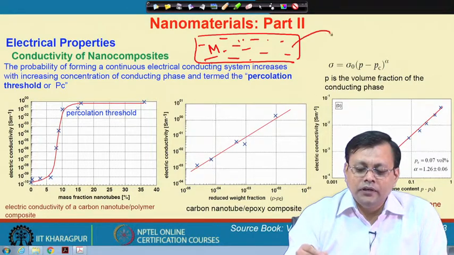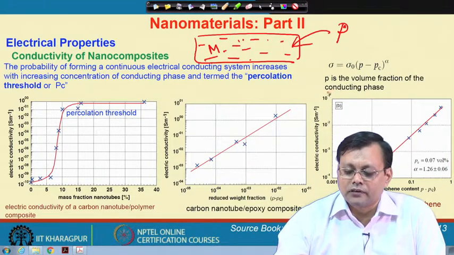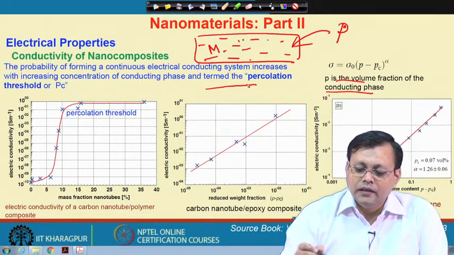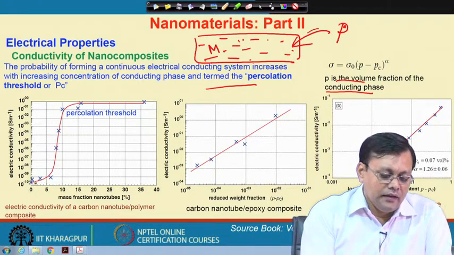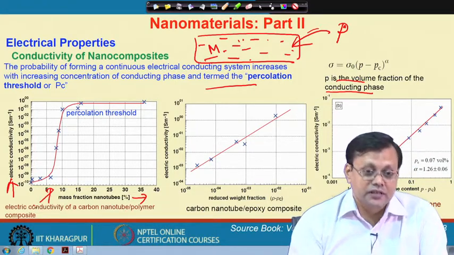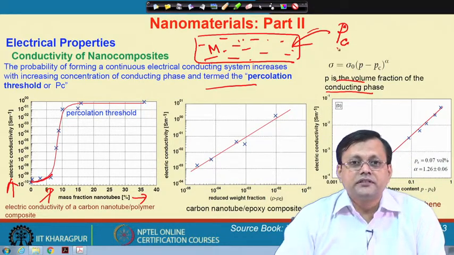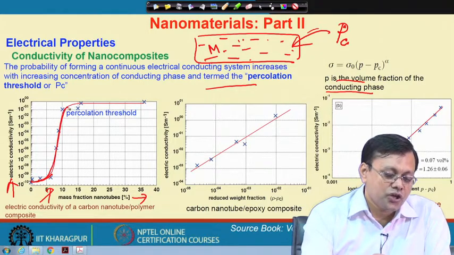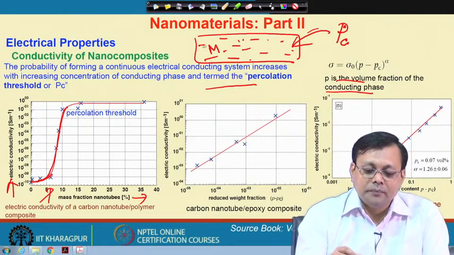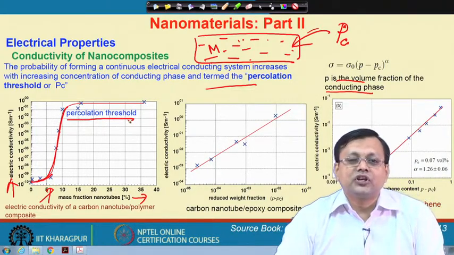And we keep on increasing the concentration of the particle, okay. So, P is, let us say, the volume fraction of the conducting phase. So, here we keep on increasing, and then if we measure the electrical conductivity versus mass fraction of nanotube, let us say P is the mass fraction here, the concentration. So, slightly it increases, okay. And then when the concentration reaches a critical value, there is a sudden jump of the conductivity, means the material acts as a continuous phase, okay. And this is called the percolation threshold.